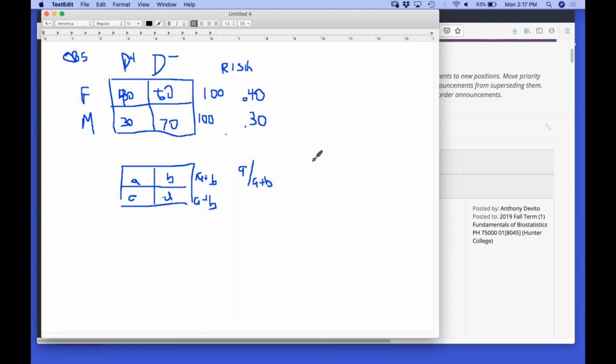Okay, wow, that's very interesting. There's a difference there, right? You know what I'm going to do? I'm going to create a new term that I'm going to call relative risk. And it's going to be really handy.